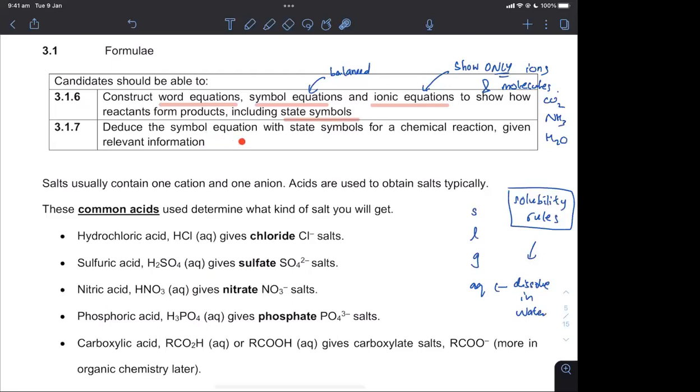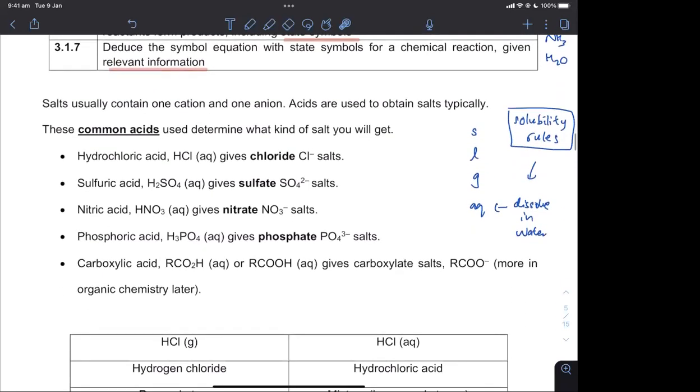Now, can you use the symbol equation with state symbols for a chemical reaction given information? A question will give you some information, then you write a balanced equation with state symbols based on the question. I just want to highlight a few things.